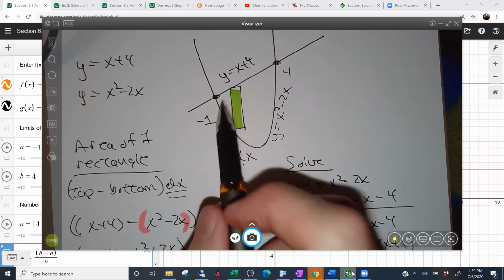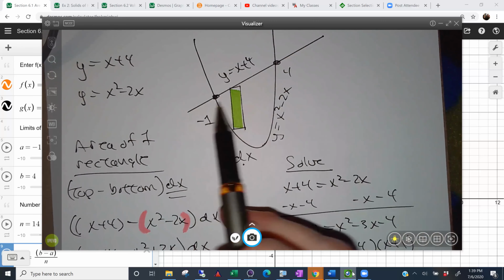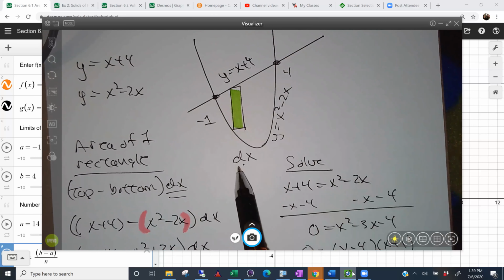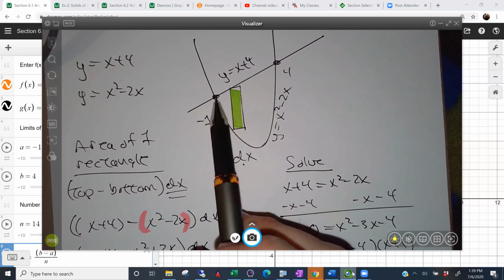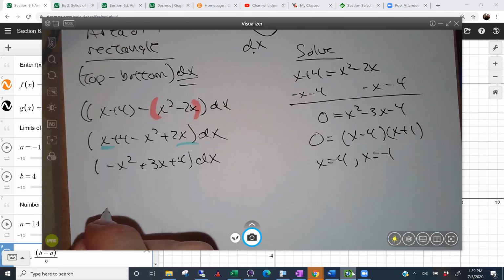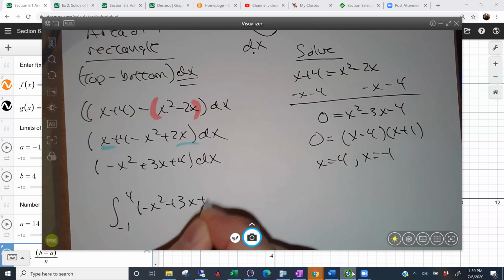If we're going to add up all these imaginary rectangles from the lowest to the highest, we need to know where those go. And in the x direction, that's between negative 1 and 4. So the integral from negative 1 to 4 of negative x squared plus 3x plus 4 dx.